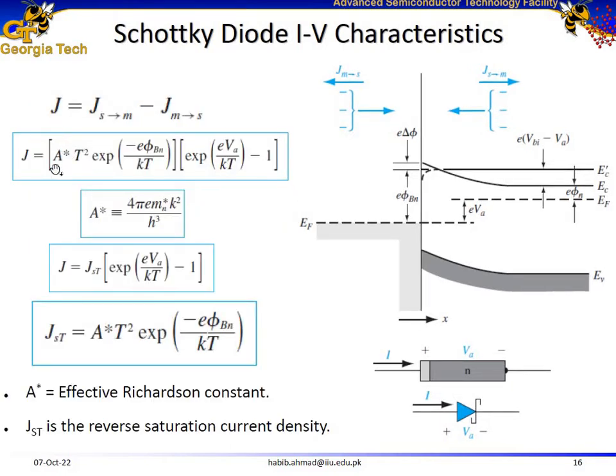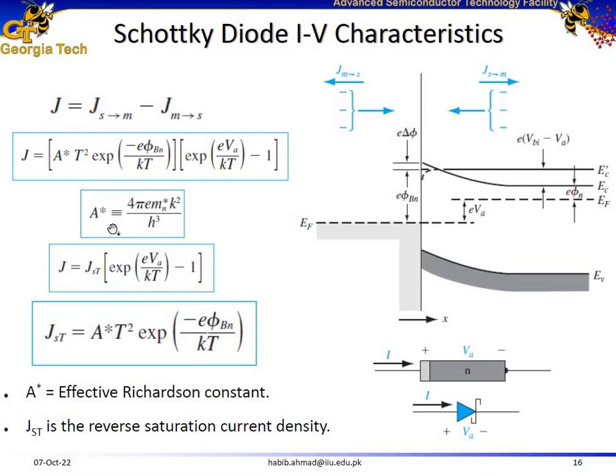And I don't want to go into the derivations, but here is the relationship for current density in amperes per centimeter square for a Schottky barrier diode, which is equal to A star T square e to the power of minus e Phi Bn divided by kT. A star is called the effective Richardson constant. T is the temperature. Phi Bn is the Schottky barrier height. Once again, k is the Boltzmann constant, and T is the temperature. Times e to the power of eVa divided by kT minus 1.